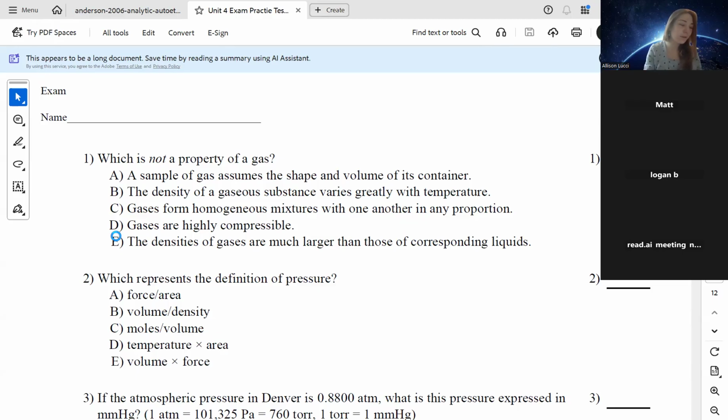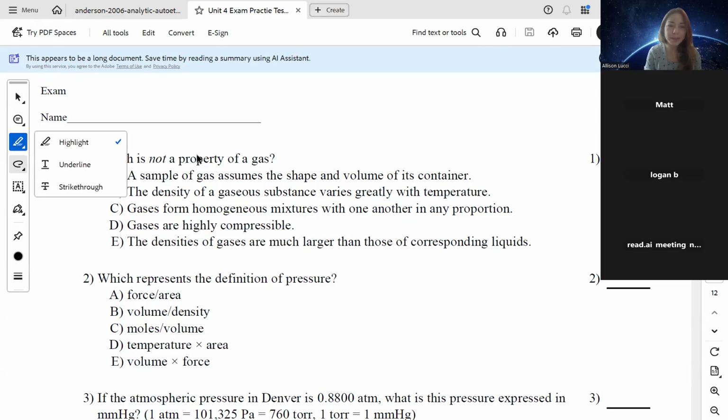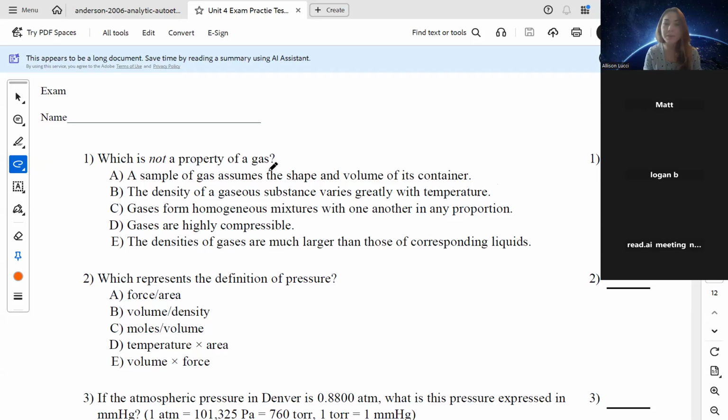All right, so our first question here. On the practice test, we're asked about properties of a gas. Hopefully everybody can see this here. This is really just the definition of a gas that we're looking for. We know that a gas will assume the shape and volume of its container. It will expand. A gas is very compressible in general, because there's so much space between the molecules, and the molecules themselves don't take up that much of the total volume. They also form homogeneous mixtures with one another in any proportion. So you could have 1 mole and 5 moles and vice versa.